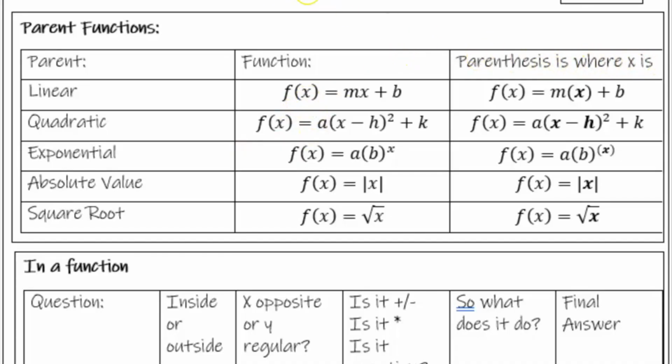And this is the biggest thing. The parenthesis, even if they give you a parenthesis in the question, is wherever the x is. So you find the x, you find the parenthesis. So in y equals mx plus b, where the x is, that's the parentheses. In quadratic, where the x is, that's the parentheses. So this is the parenthesis. In exponential, even though there's a parenthesis with b, it's wherever the x is. In absolute value, wherever the x is, and in square root, wherever the x is. That means I can give you any one of these questions and you can tell me inside and outside and what it is doing.